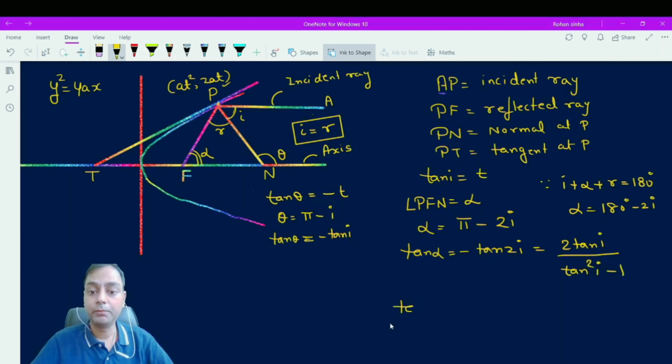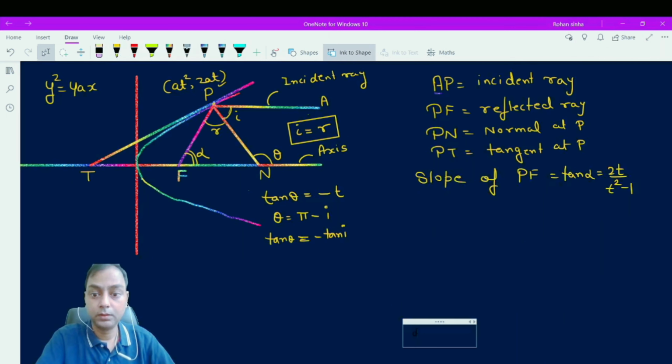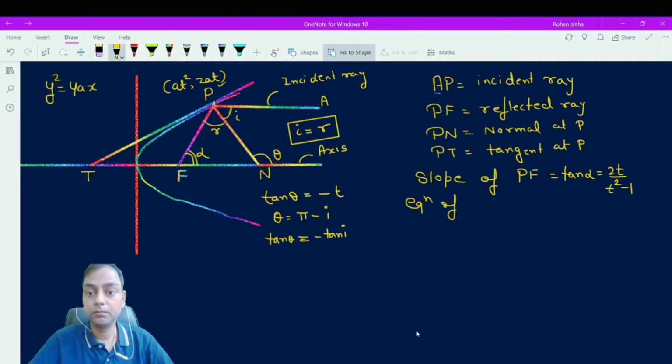So what is tan alpha? Putting tan i as t here, 2t upon t square minus 1. So slope of PF, this line, slope of PF is 2t upon t square minus 1. So what is the equation of PF? Equation of PF is simply equation of the straight line y minus y1, 2at is equal to m, which is 2t upon t square minus 1, into x minus at square.